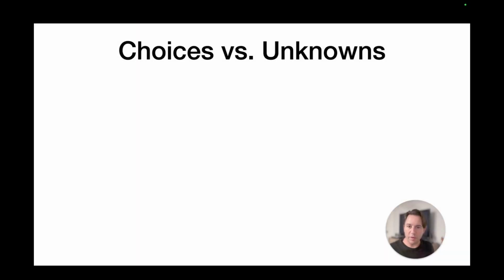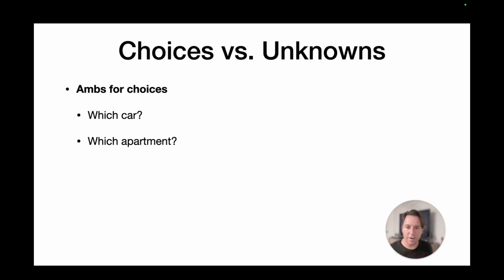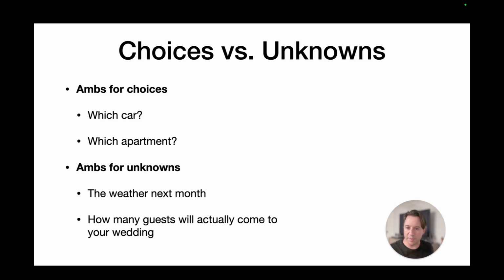So far, we've only used AMs to model choices. In other words, things we control, like which car should I lease or which apartment should I rent. But we can also use AMs to model unknowns, like the weather next month or how many guests will actually come to your wedding. In fact, in the paper we have a nice case study about an AmbSheet that Geoffrey created to plan his wedding.